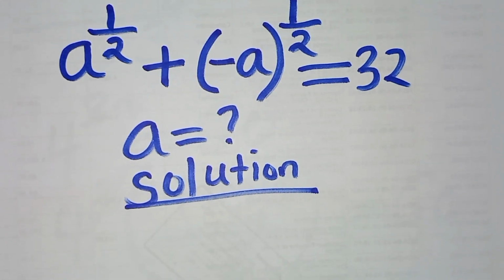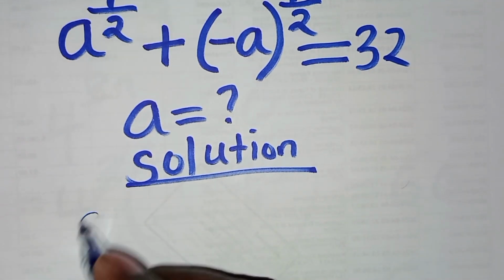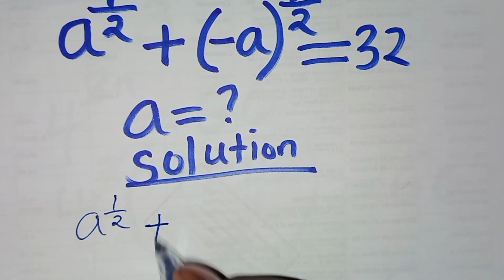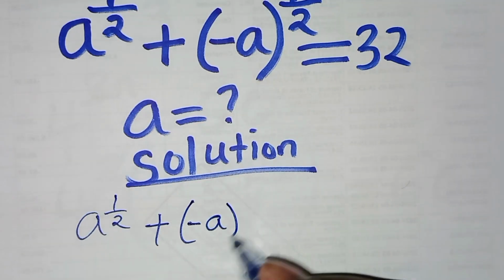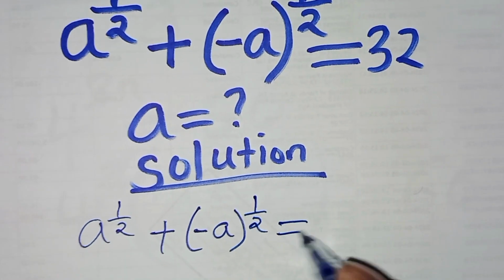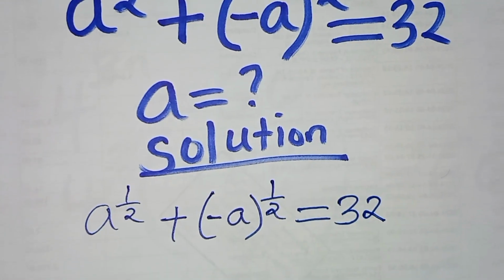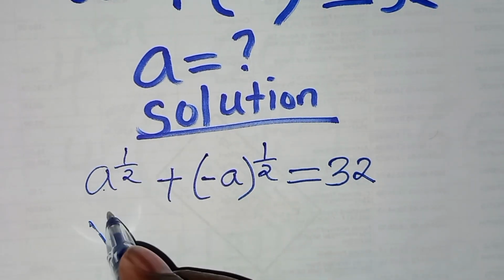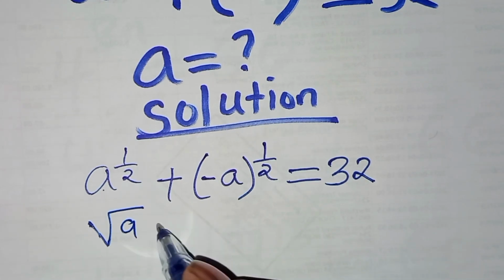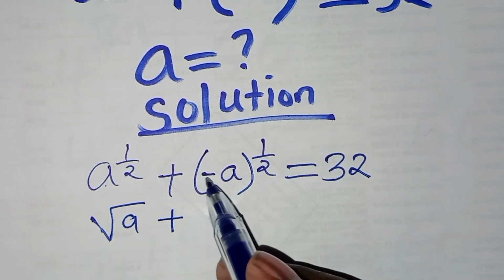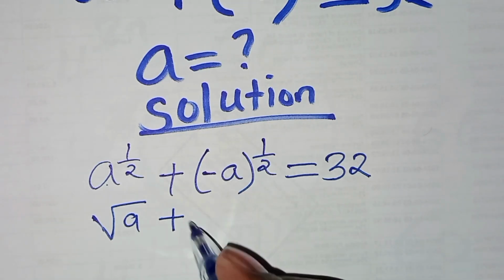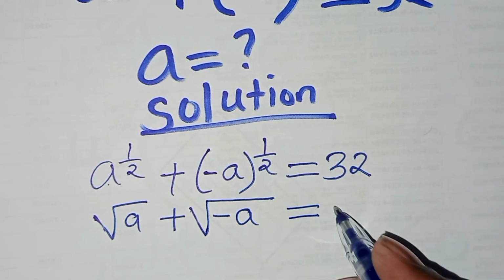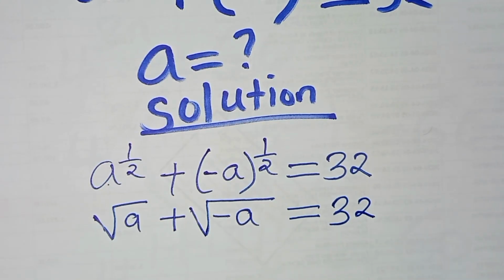Now, solution from here, we have that a to the power half plus negative a to the power half is equal to 32. So we can write a to the power half as the square root of a, plus, now here we can write negative a to the power half as the square root of negative a. This is equal to 32.